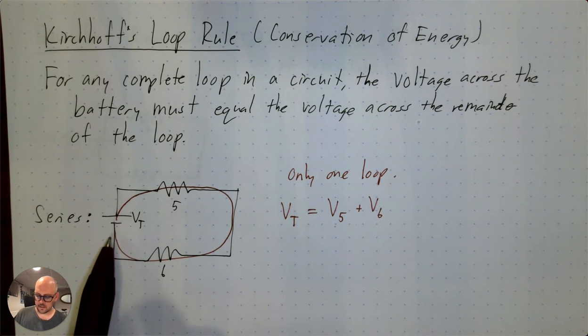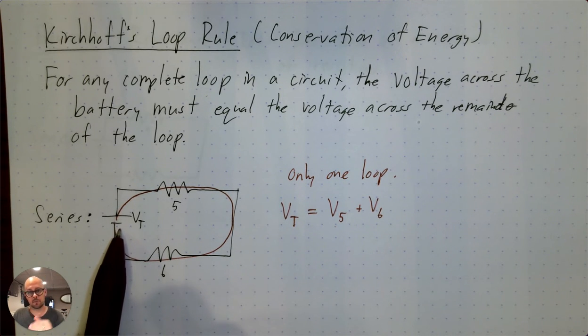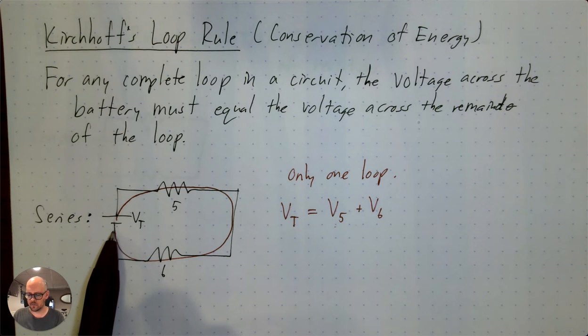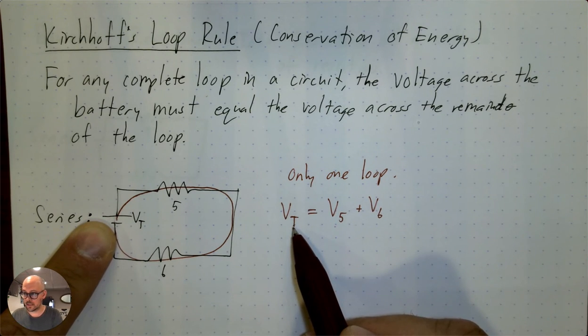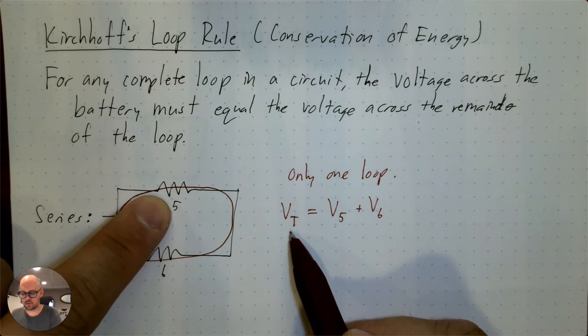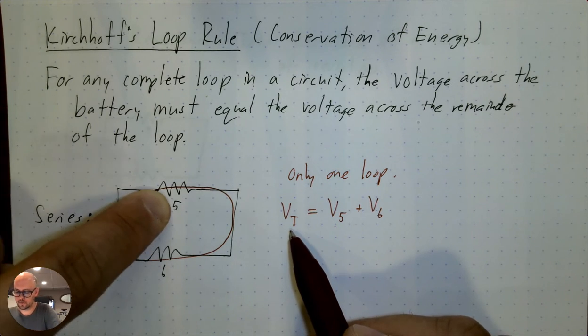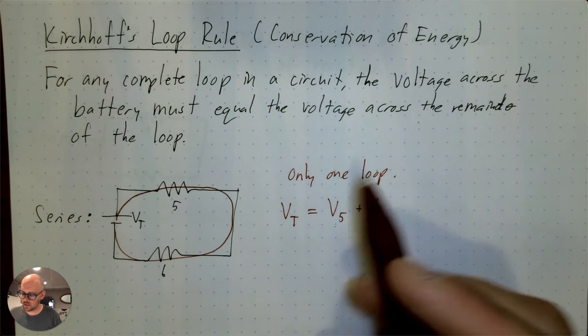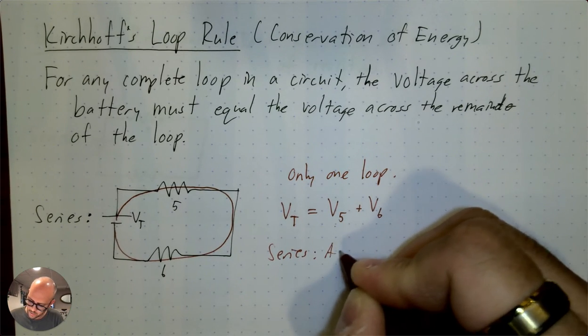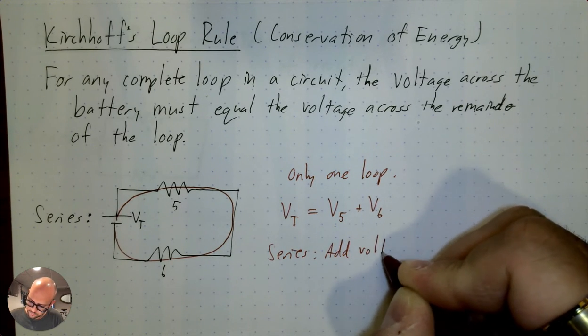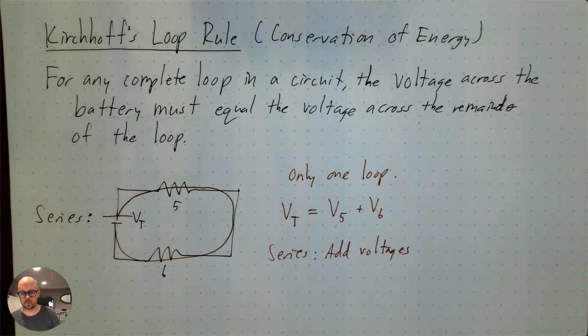When electrons get to the negative terminal, they have the least amount of potential energy that they're ever going to have. And when they get to the positive terminal, they have the most. So they get a bump in energy. We say that's VT. And then their energy is converted away from them in V5 and V6. So in a series circuit, you add the voltages. They add up to the total.